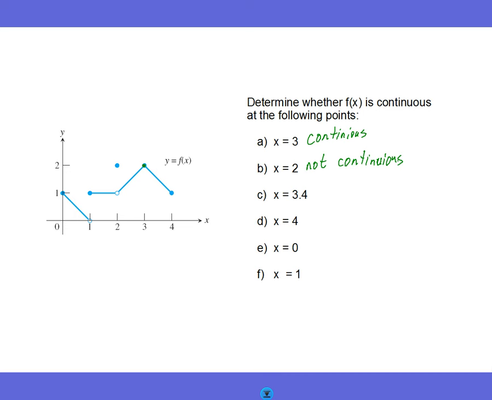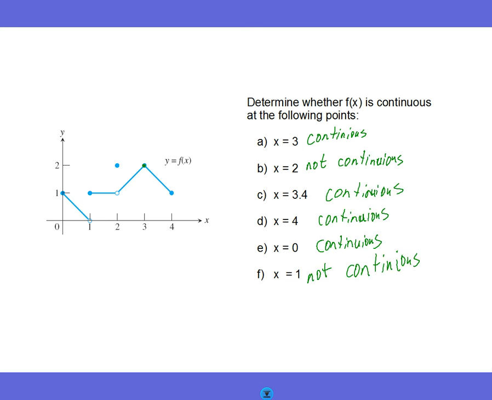And then we have to ask, well, what about 3.4, 4, 0, and 1? I'm going to leave you to go and figure those out, and see what you think just based off your gut. I'm not going to make you answer all the questions, but I am going to pause the video here and make you think about it for a little bit. All right, there are the answers.